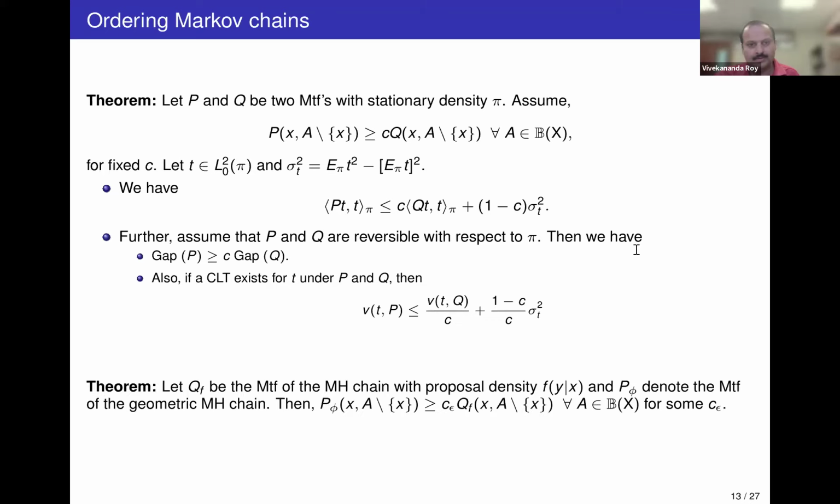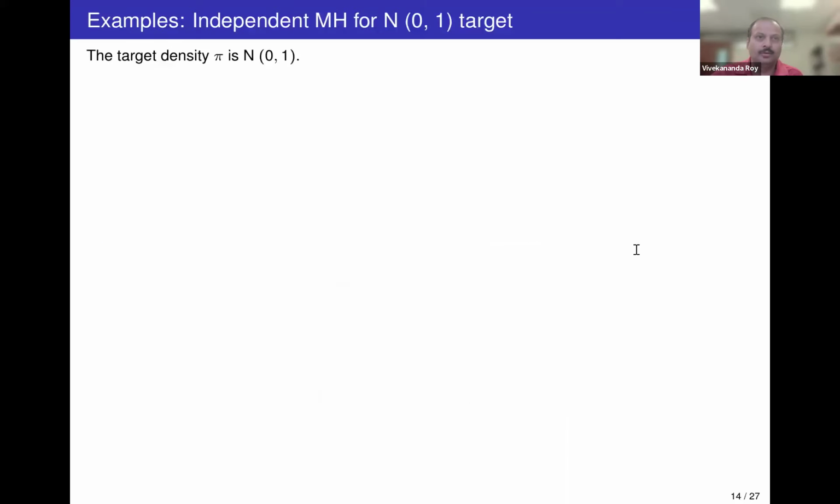Then in the context of the geometric Metropolis chain, we showed that the geometric chain is at least C times better than the base MCMC chain. Remember F, the proposal density of the independence Metropolis algorithm; we could show that P, the geometric proposal, is C times better than Q. So that means it is better in terms of all these other orderings. Okay, now I will give some examples.